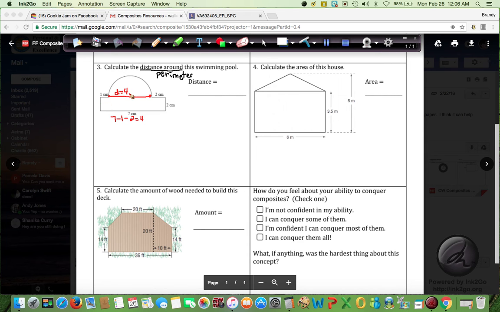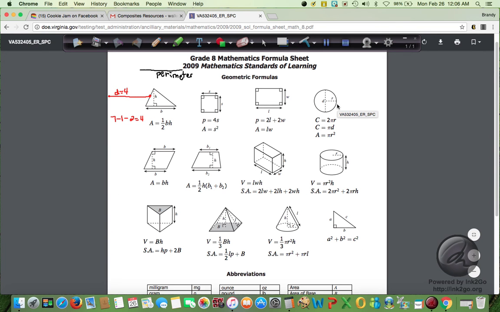If I want to go around, remember that circumference in circles, going around is circumference. So I come over here to my handy dandy formula sheet, and I see circumference is 2 pi r.